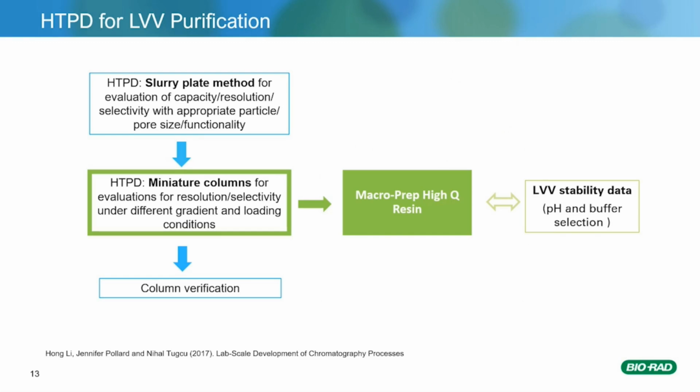To confirm what we observed from the batch screening method, we wanted to evaluate further the resolution and selectivity of Macroprep HiQ resin in a dynamic setting. This was done using a mini-column format with the established process condition, which provided high lentiviral recovery and good impurity clearance.